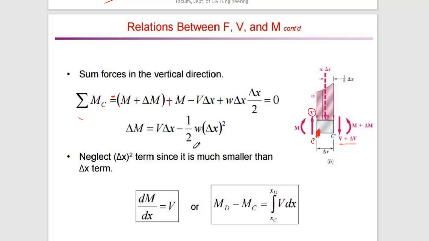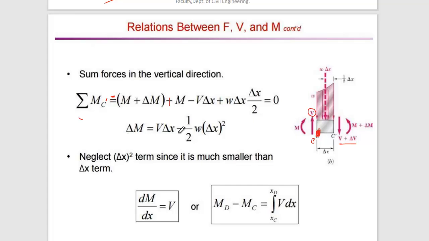Where did they take the section? Sir, why is it 0? Just a moment. Because it's passing through the center. I think they consider the section at point C prime. Yes, they consider the moment at point C prime.